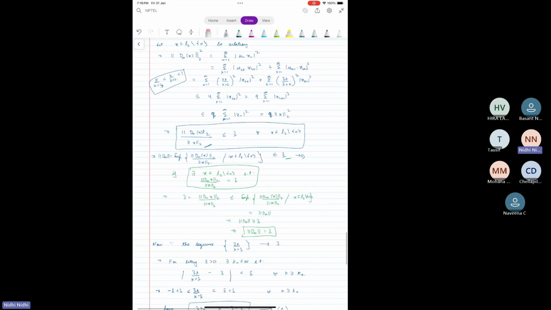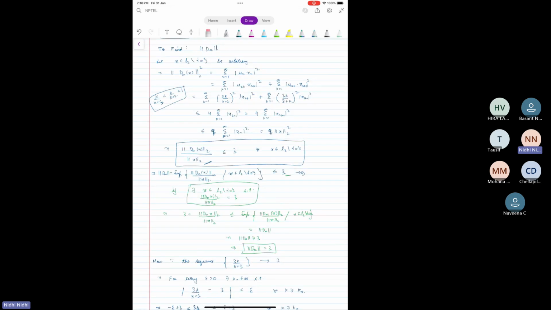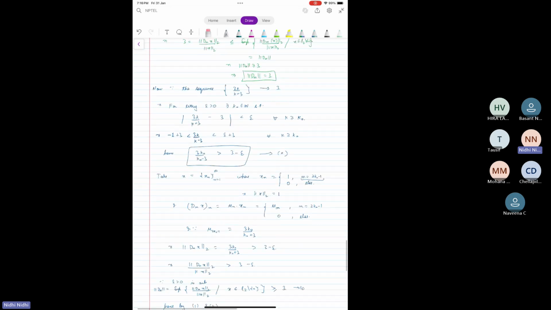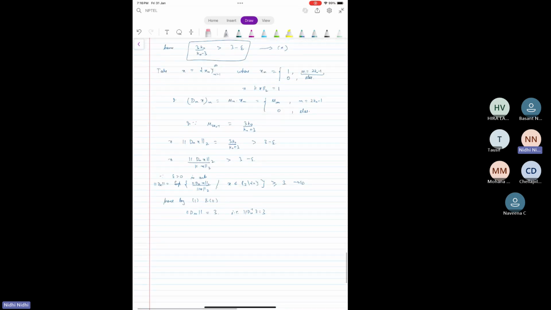Firstly, using the fact that the sequence Un has an upper bound 3, we deduce that this supremum, or in the end our operator norm, will be less than or equal to 3. And then for each epsilon positive, we found an element in L2 such that its norm would be greater than 3 minus epsilon, and since epsilon positive is arbitrary, we get the supremum is greater than or equal to 3. Hence we get the operator norm.